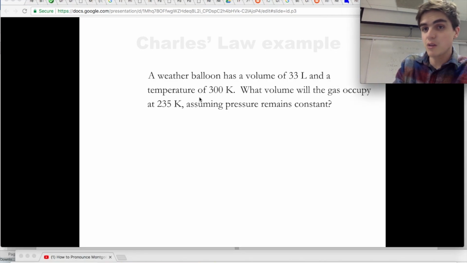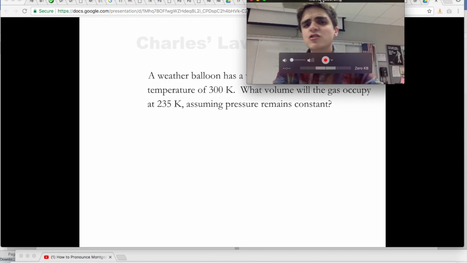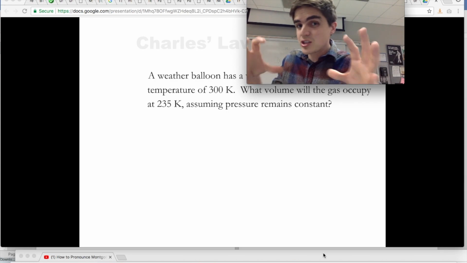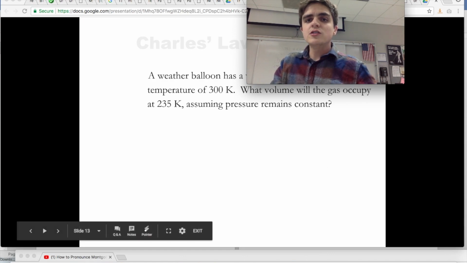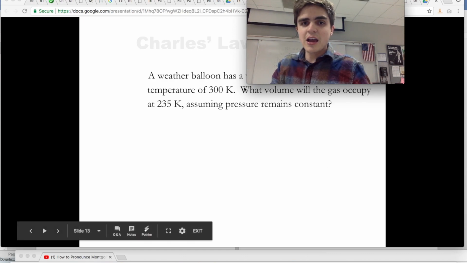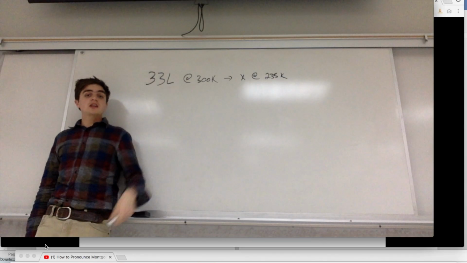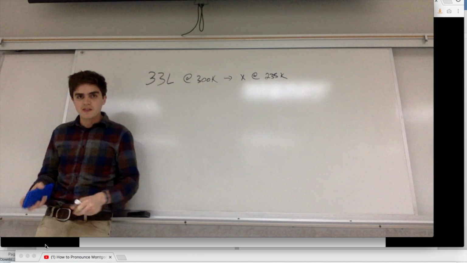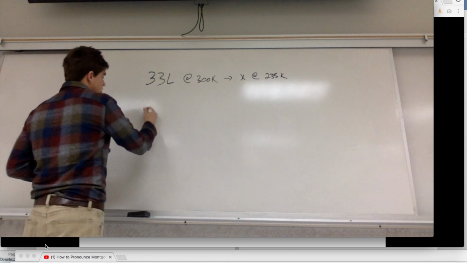So 33 liters, 300 K. What volume will you have at 235 K? Well, as long as the pressure is constant, which isn't actually that bad of an assumption. This is if you have a stretchy container, like a balloon, it's going to work well. So let's go back to the board here and see how we would do this problem. All right, so it says 33 liters at 300 K, and I want to know what volume that occupies at 235 K.